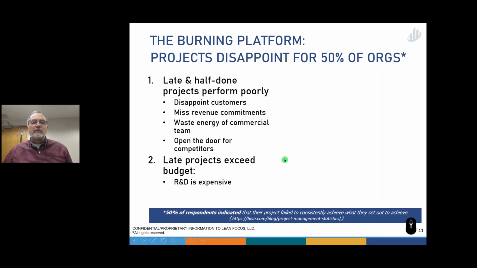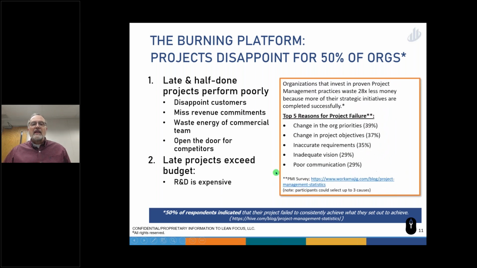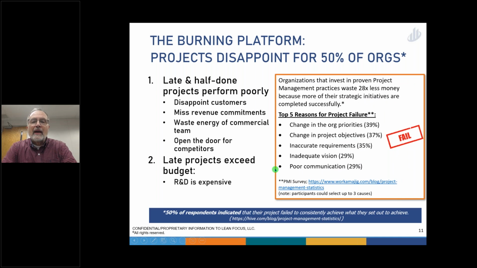So the performance of late projects is poor, and then late projects are expensive. It's not unusual to see projects go 6 months, 12 months late, and the budgets are high. And so for one bit of outside data, here's an outside study that shows that when people invest in proven practices, they waste much less money.